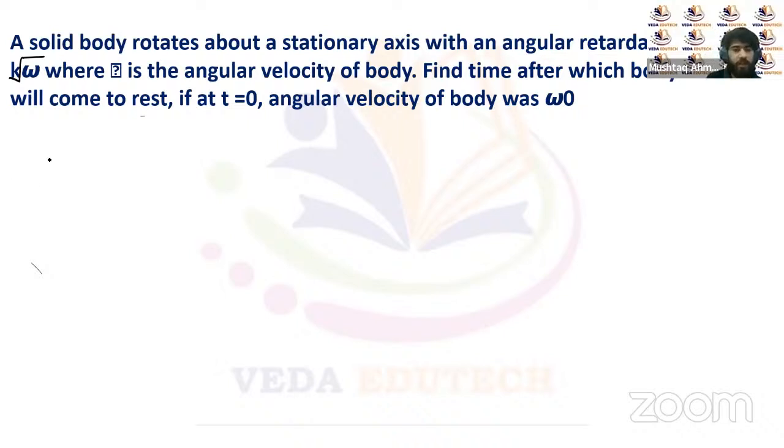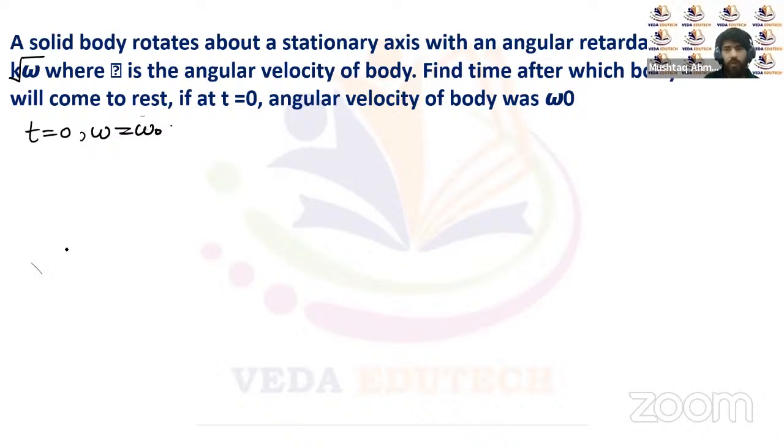So it's given that at time t equal to 0, the angular velocity omega is equal to omega naught. This is the initial angular velocity. But there is an angular retardation given by k root omega, which means that after some time this body is going to come to rest. So we have to find the time after which the body will come to rest, meaning its final angular velocity will be equal to 0.